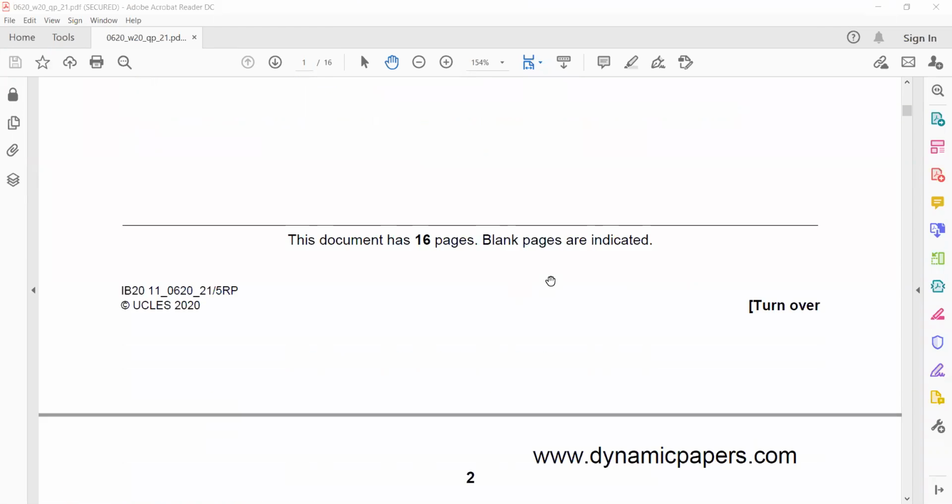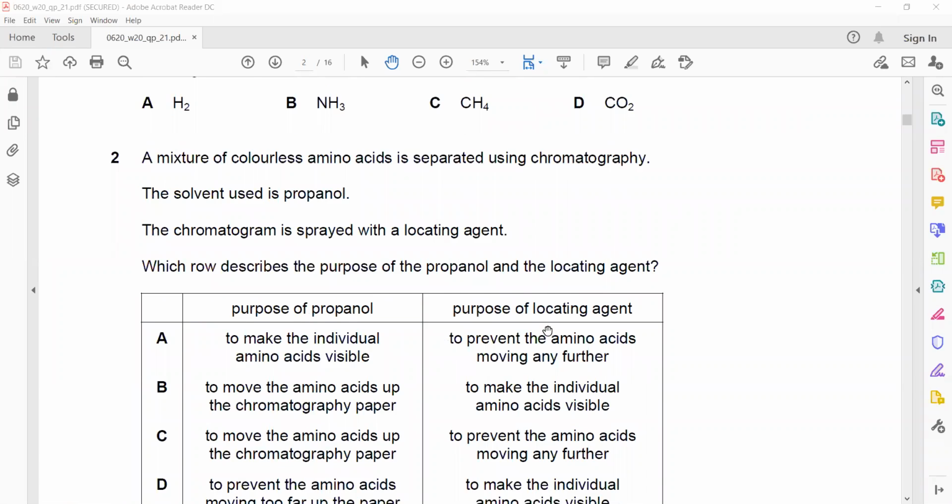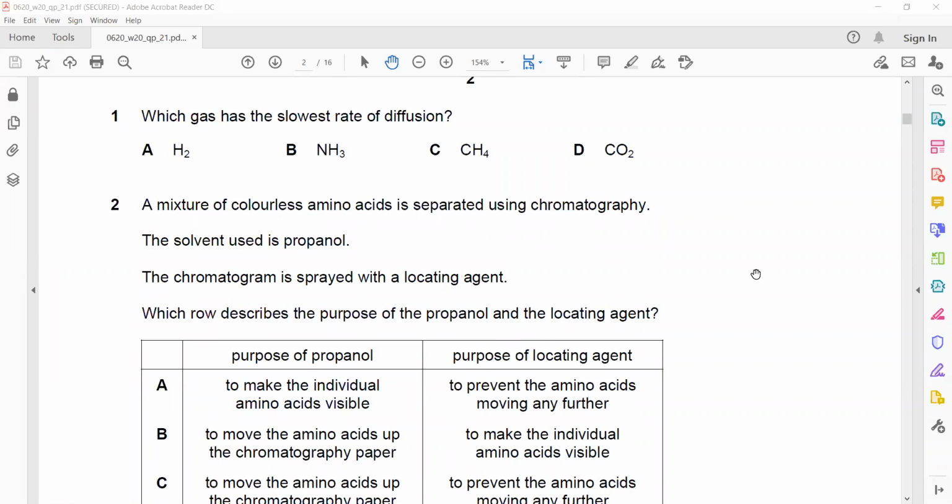So in the first question, which gas has the slowest rate of diffusion? Question 1. Slowest rate of diffusion. The masses: hydrogen mass is 1, nitrogen is 14, carbon is 12, and oxygen is 16.